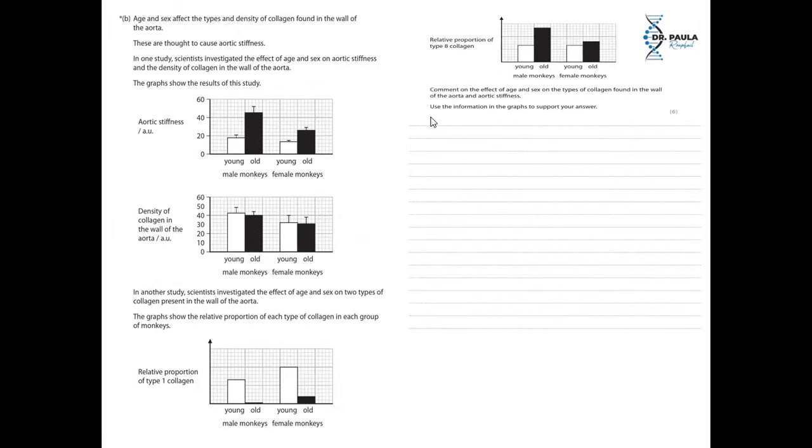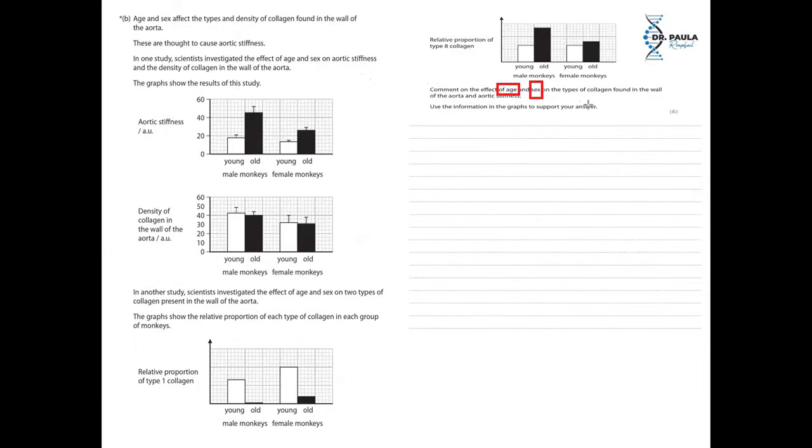Let's see this question. Comment on the effect of age and sex on the types of collagen found in the wall of the aorta and aortic stiffness. Use the information in the graphs to support your answer. So, first of all, after reading the question, I have to highlight to myself 4 items just to recall what not to forget. So first, they want to see the effect of how many factors? 2. So I can talk about the age and I can talk about sex.